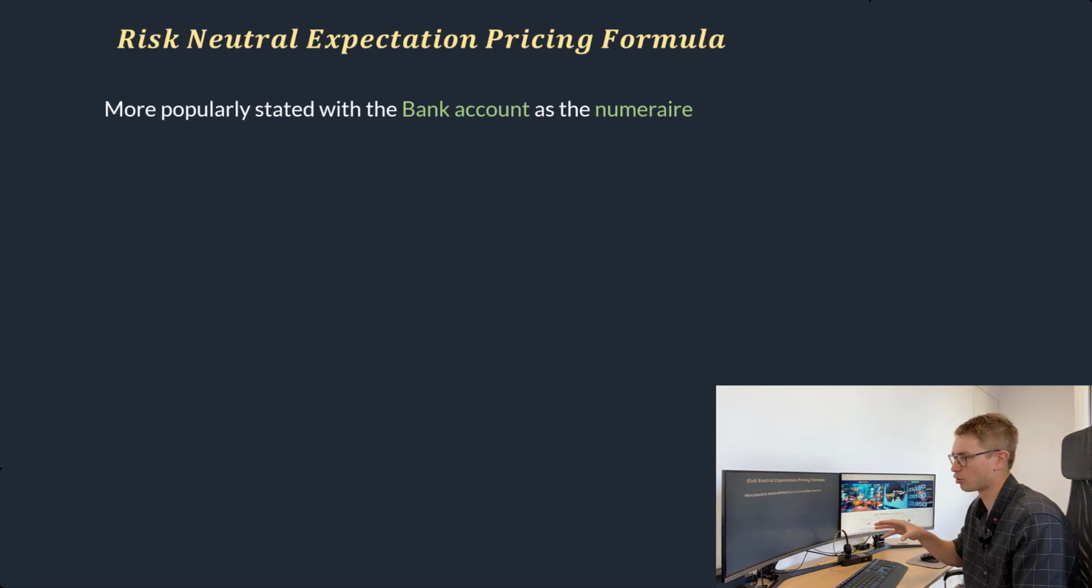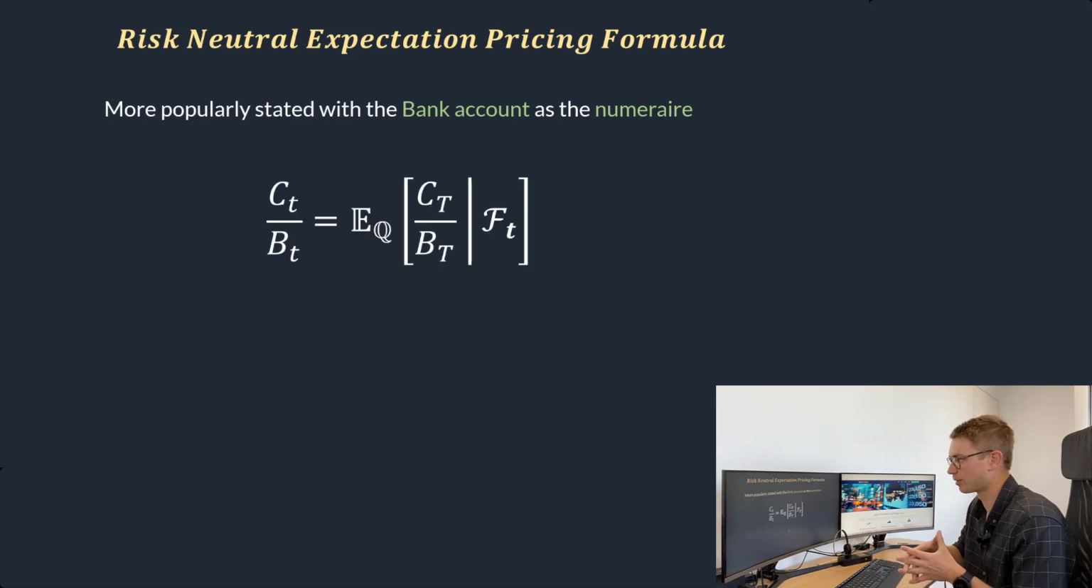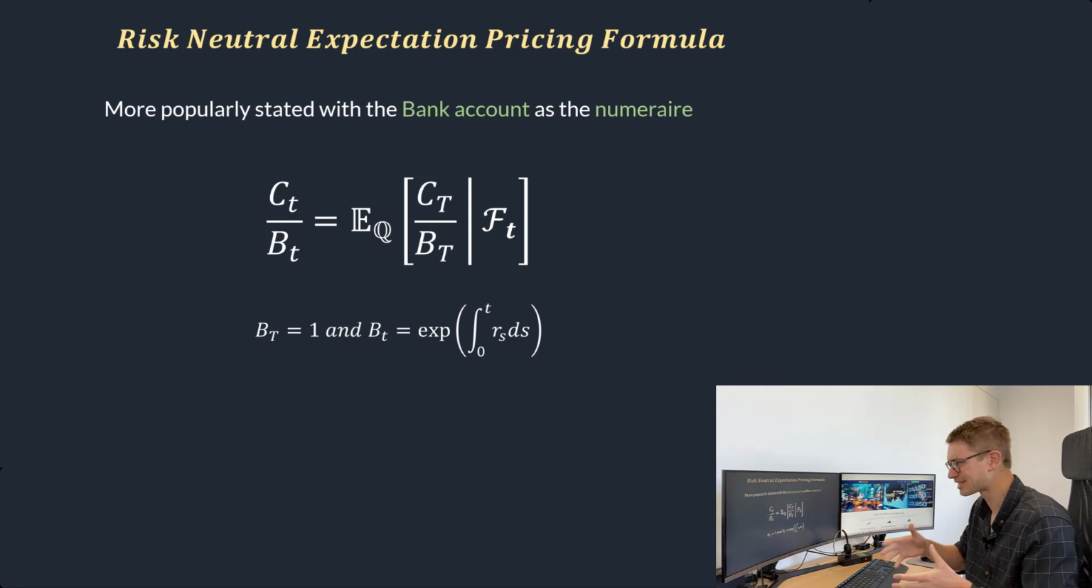Said more popularly, with the bank account as the numeraire, you can have different numeraires that you're actually investigating. But here, this is probably the most simple risk neutral expectation formula that you'll see. C_T, the call option, divided by B_T is equal to the expectation under that Q probability space of the call payoff at the end, divided by the bank account at maturity, given the filtration. So what is special about this formula? Well, essentially, we can now use this to price many derivatives with respect to the bank account in a risk neutral world, and that is extremely powerful.